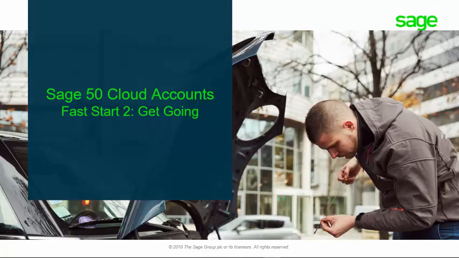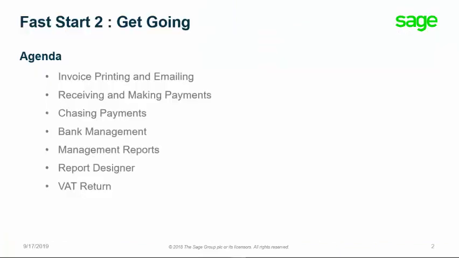We'll have a look at the agenda for today's session. So firstly, we're looking at invoice printing and emailing. On Fast Start 1, we look at raising batch invoice transactions for your customers. This session will look at raising a printable or emailable invoice template and updating that to create the transaction on the customer. Then once you've invoiced, we'll be having a look at receiving payments from your customers and also making payments across to your suppliers.